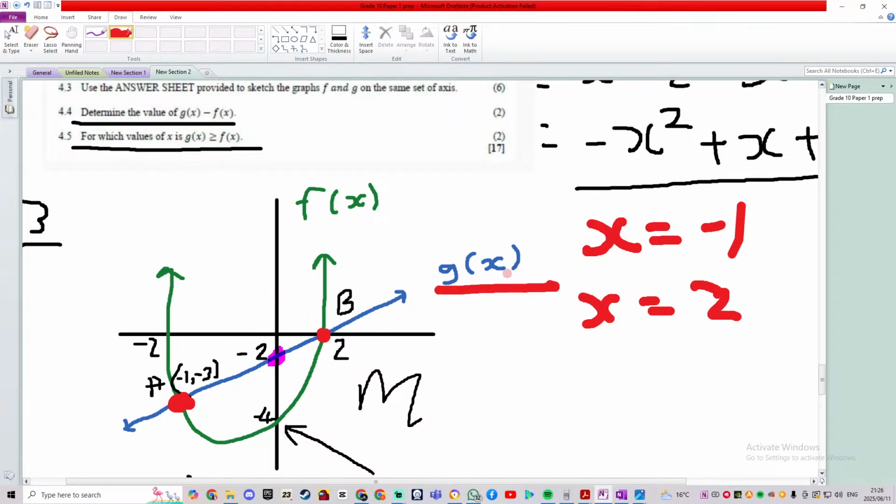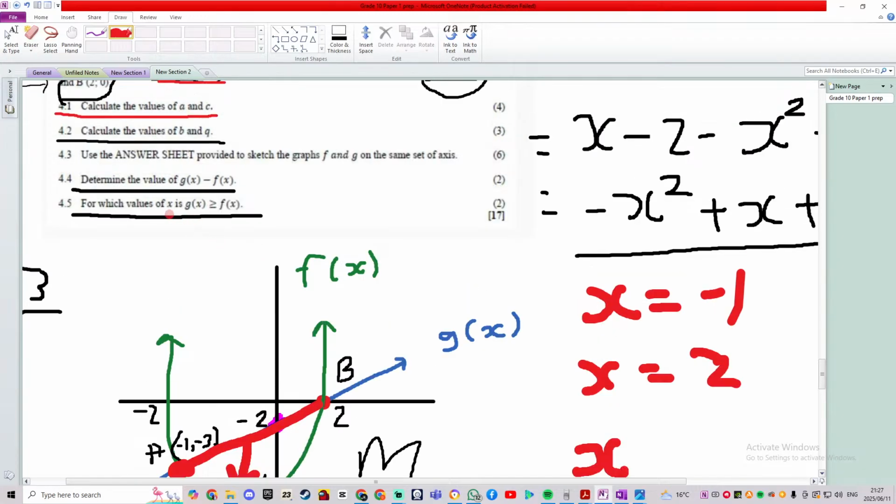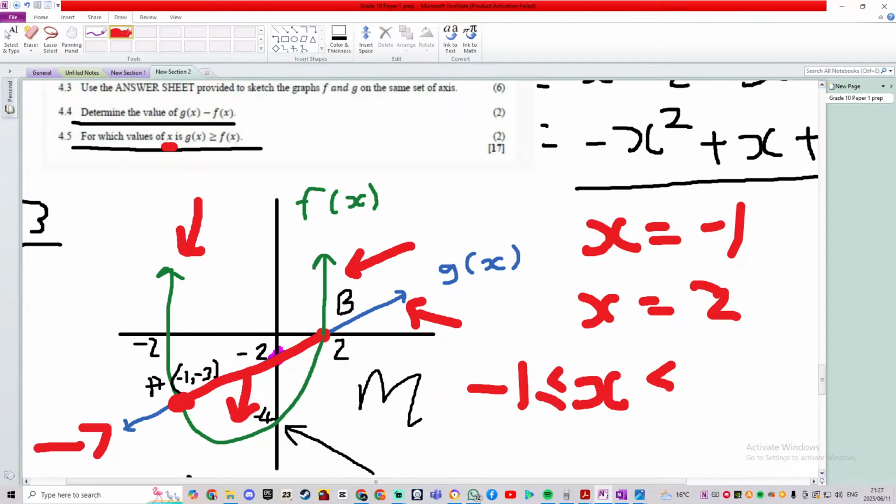Now, where is this g of x graph bigger? Which means where is it above? As you can see, from this point A all the way to that point D, it's above. F of x, the green graph, is below there. So from point A to the point where x is 2, which we found out earlier, it is in between -1 and 2. Before -1, the green graph is above the blue graph, and after 2, the green graph goes above the blue graph. So only in between -1 and 2, including equal to.